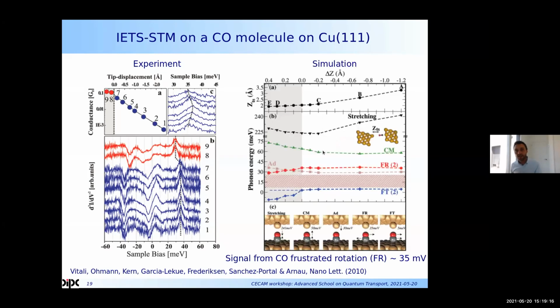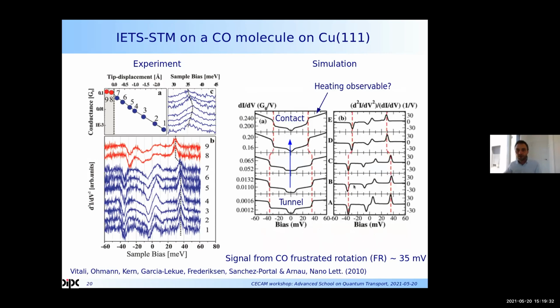Here my colleague Gatfield might be around this afternoon. She carried out extensive calculations using Inelastica to compute the vibrational modes as a function of the electrode separation and how that affected the corresponding IETS. On a general level, we could reproduce this effect: when a new bond or contact to the tip is formed, this frustrated rotation mode undergoes a shift, in good agreement with the experimental data.